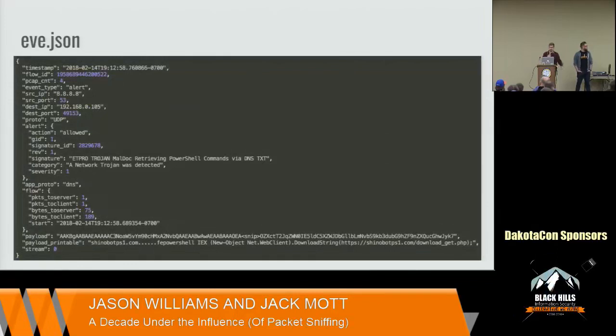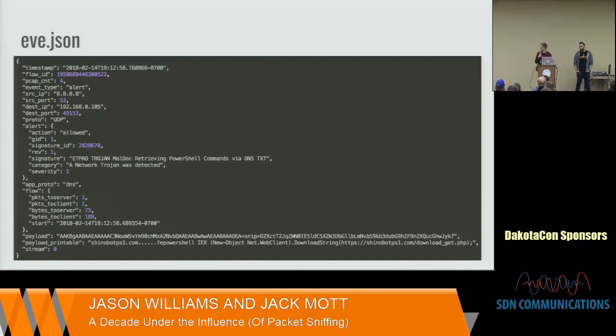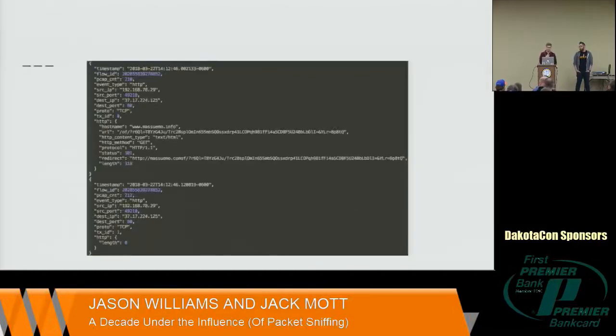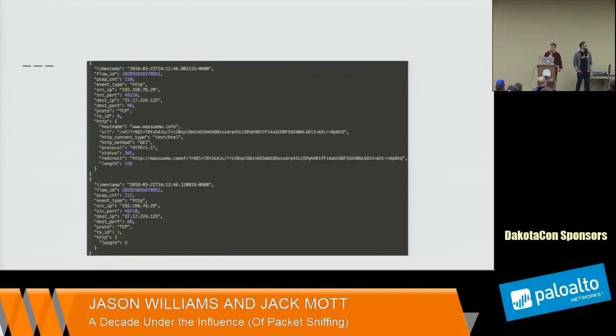So again, we have our timestamp, we have a flow ID, we have all the information, including who generated this query and where it was talking to. We see the signature fired, we see the rule message, and then we also see the payload there. As an analyst, this is really useful. I know it's kind of hard to see, but essentially it's everything you would need to know to understand what happened in that instance.